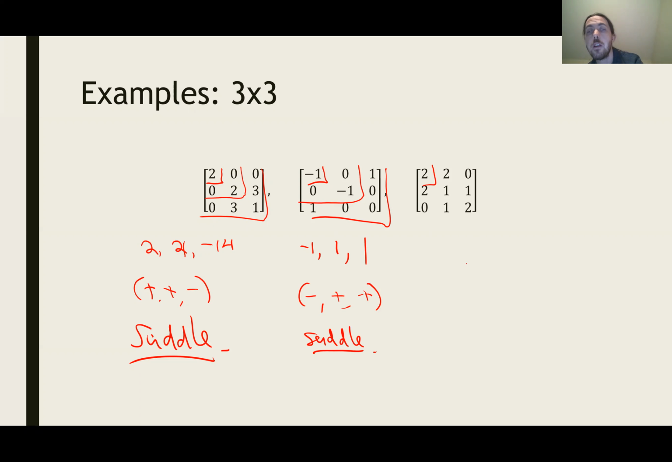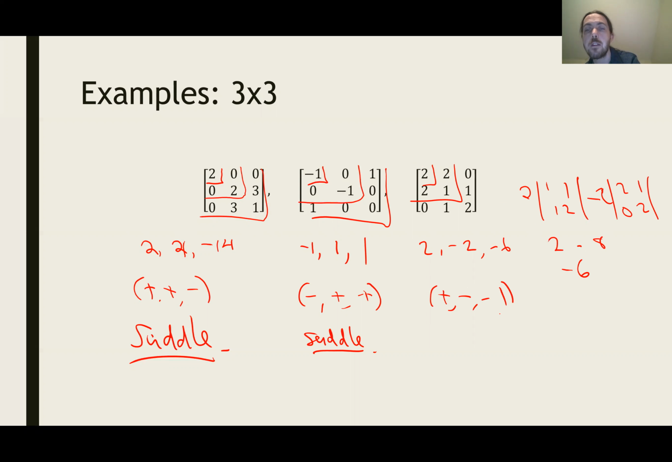For this third one, we get 2, and then 2 times 1 minus 2 times 2 is -2. And then our third determinant is going to take a little bit of work to do as well. So it's going to be 2 times the determinant of 1, 1, 1, 2 minus 2 times the determinant of 2, 1, 0, 2, like so. So this is 2 times 2 minus 1 minus 2 times 4 is 2 minus 8, it's minus 6. So this one is positive, negative, negative.